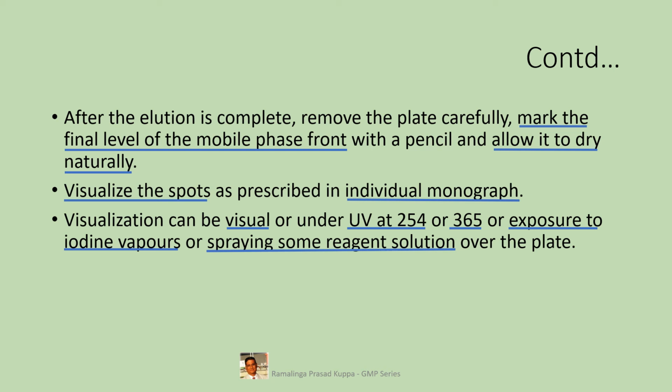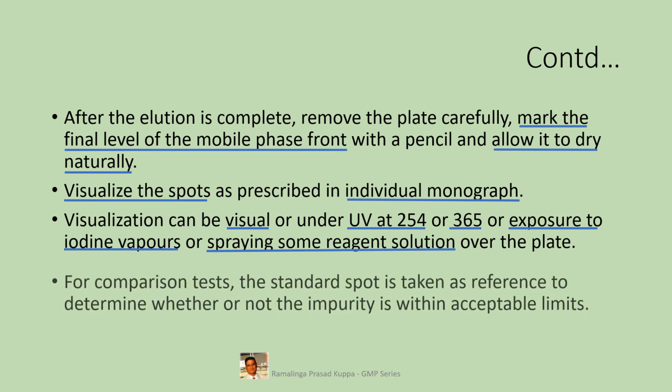Exposure to iodine is done by taking some iodine crystals in another closed TLC chamber and the plates are exposed to visualize the spots. After reaction with iodine, many compounds form yellow-brown spots. That is how the spots are visible. Some more compounds will react with spray solutions to form derivatives that appear as visible spots.